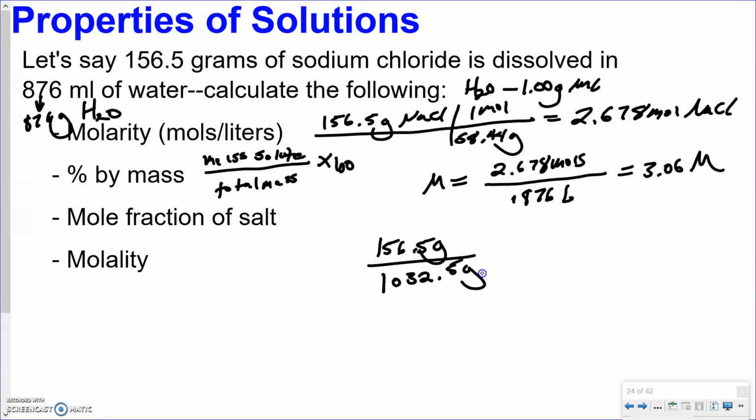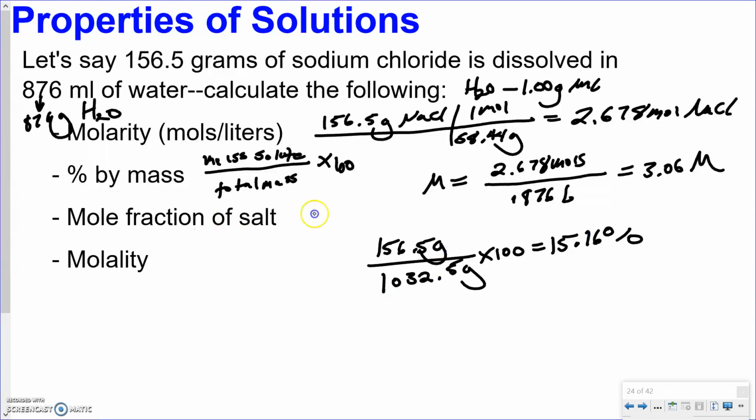Technically, for sig fig's sake, we should actually have 1,033 because when you're adding, it's the least definitive place, which would be our ones place, because this one doesn't have a digit after the decimal, but we'll go ahead and leave it. Times 100, so 156.5 divided by 1,032.5 times 100, we'll call it 4 sig figs because that's what it probably should be, is 15.16%. So not too bad.